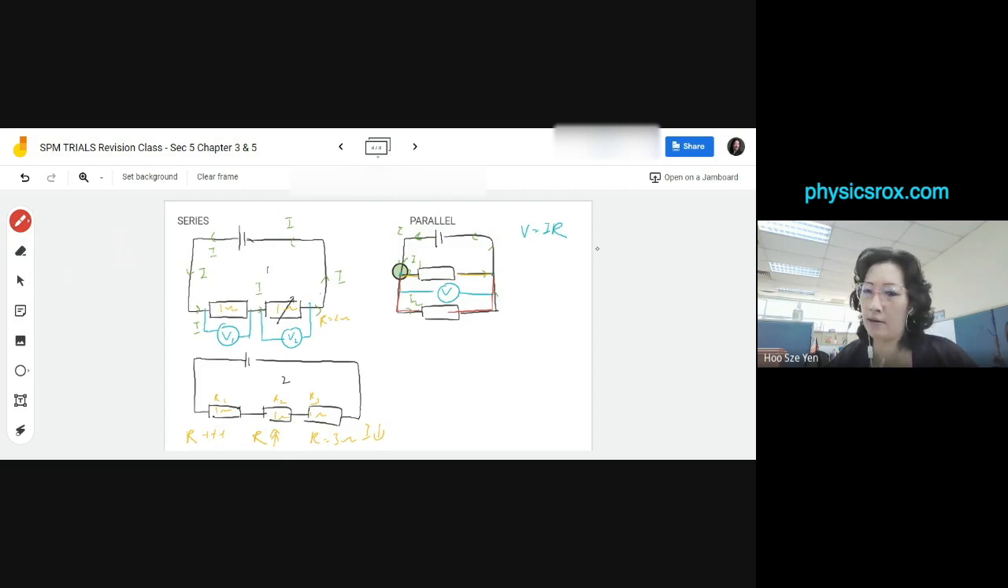How to count the work done? V equals IR. So that's why the V here must be the same, the V here must be the same also. It's how they make sure that it's balanced, that everything is fair.